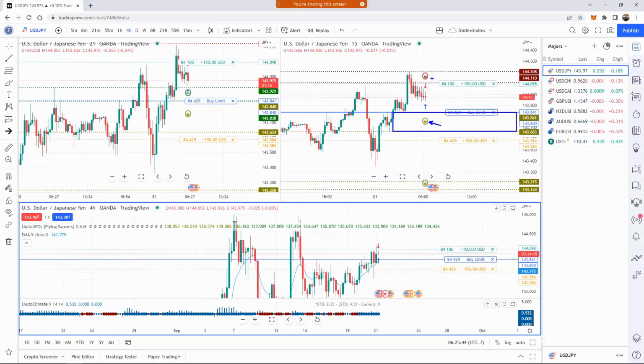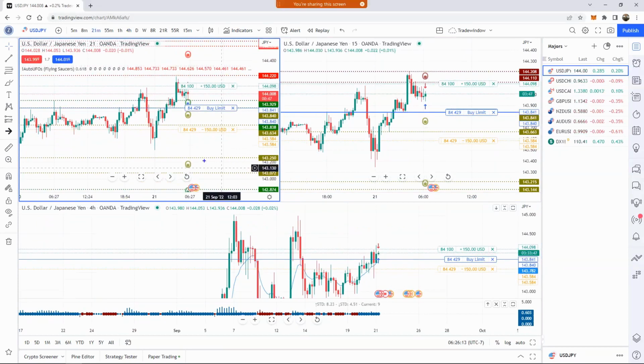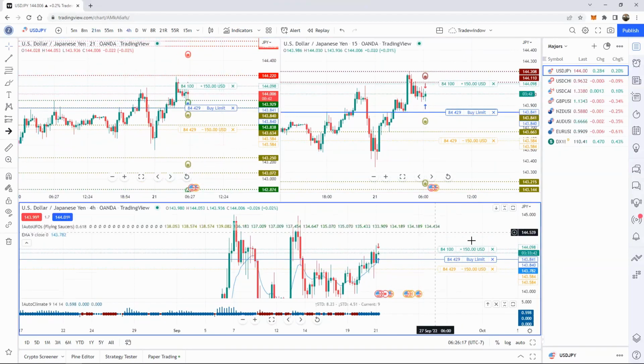There are also unfilled orders up here. There's also unfilled orders here. There's also unfilled orders on the 3 nearest that you're going to see. How do you combine the information, right? How do you marry the information from this lower chart, which is a 4-hour time frame chart, with the information above here on the 15-minute and the 21-minute?